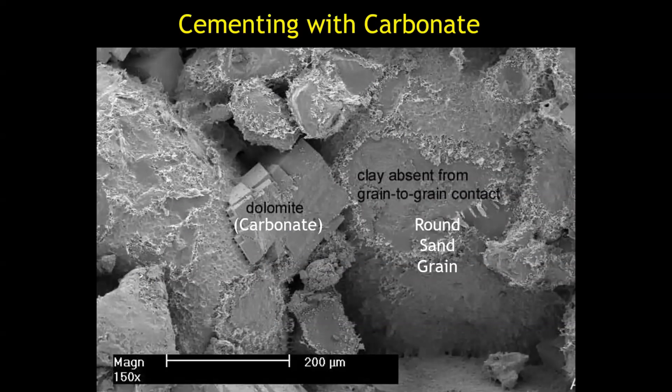Here's a microscope image of sand grains that were otherwise round being cemented together by growing carbonate minerals. In this case, some dolomite that's growing right on the surface of both minerals at once. And as it grows, it's sort of bonding these two together, just like cement would.